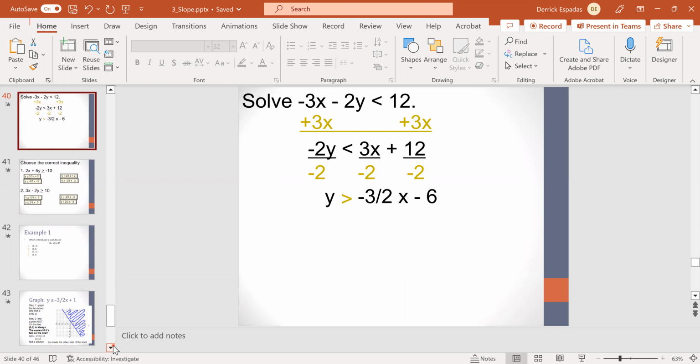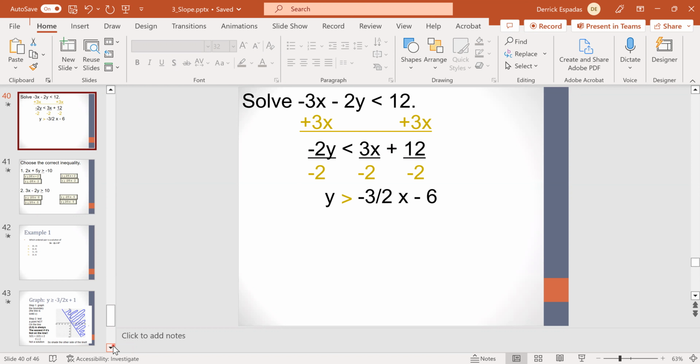So if I have negative 3x minus 2y is less than 12, and you're like, whoa, you just added an extra weird lettery thing. Yep, and we can do that. So what we would do in this case, let's say solve for y. That means I want to get y all by itself and everything on the other side. So I can do that.